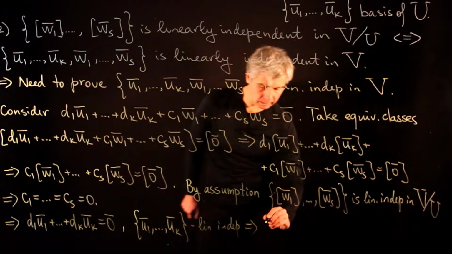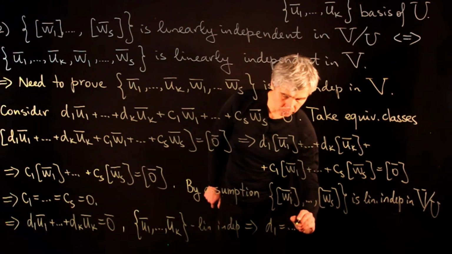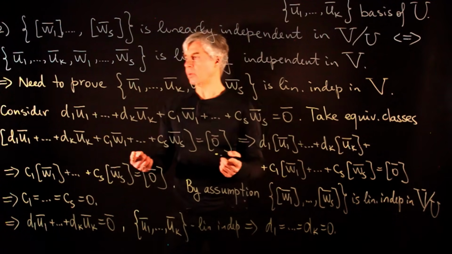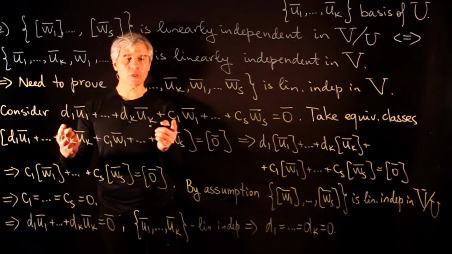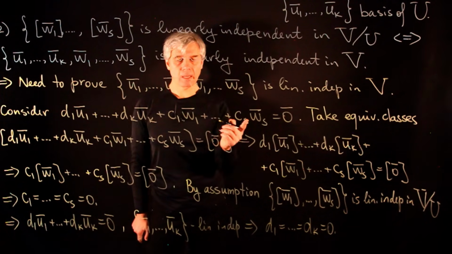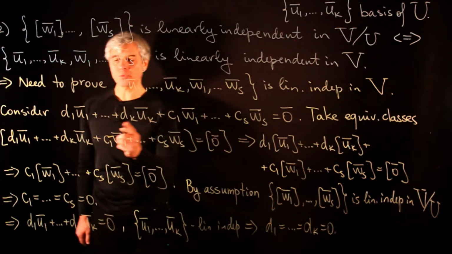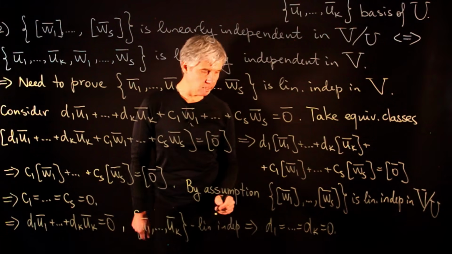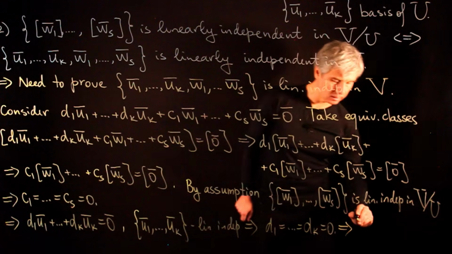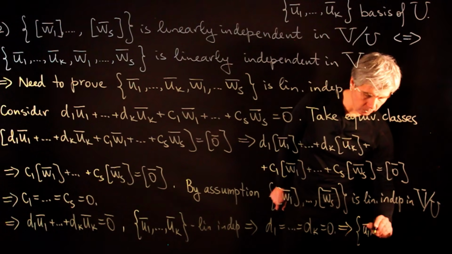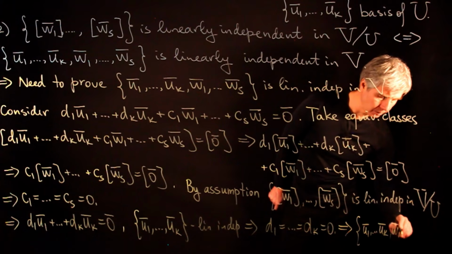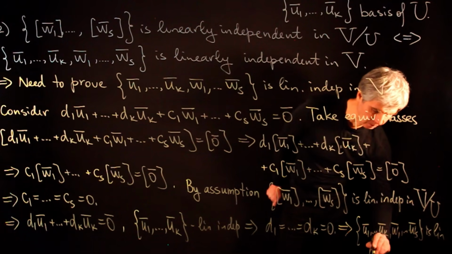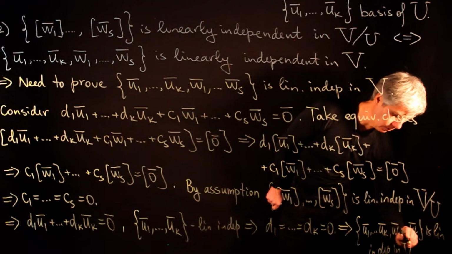And from here we conclude that the coefficients D1 through DK must also be equal to 0. And now we consider the linear combination of this combined set, which is equal to a 0 vector, and we proved that all D coefficients and all C coefficients must be equal to 0. And so this tells us that the combined set U1 through UK, W1 through WS is linearly independent in the vector space V.